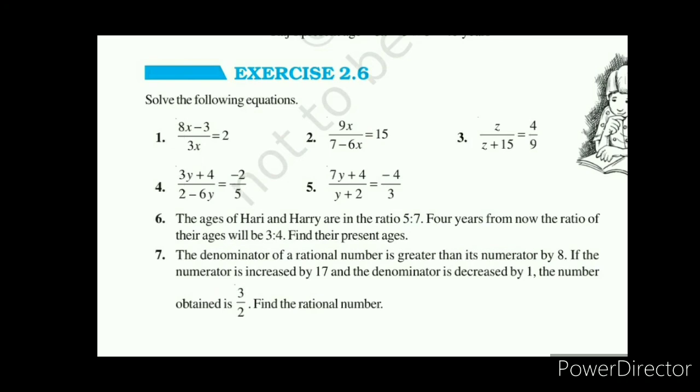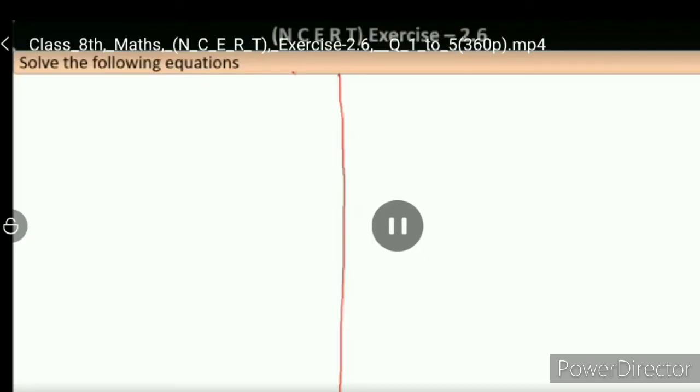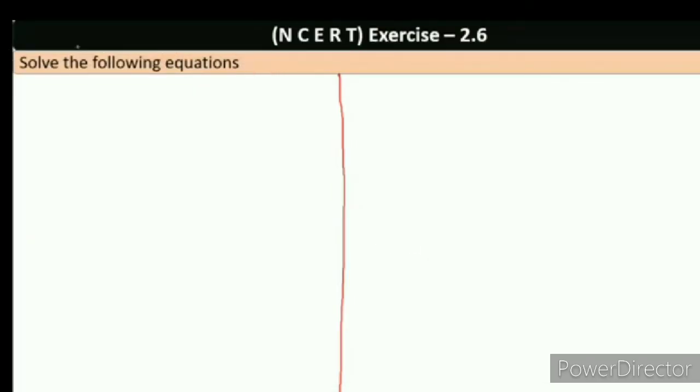So I will solve any 3 problems among the 5, and 2 problems are given to you as homework. Yes, children? Let's start the first equation. Solve the following equations. First equation: (8x minus 3) upon 3x is equal to 2.